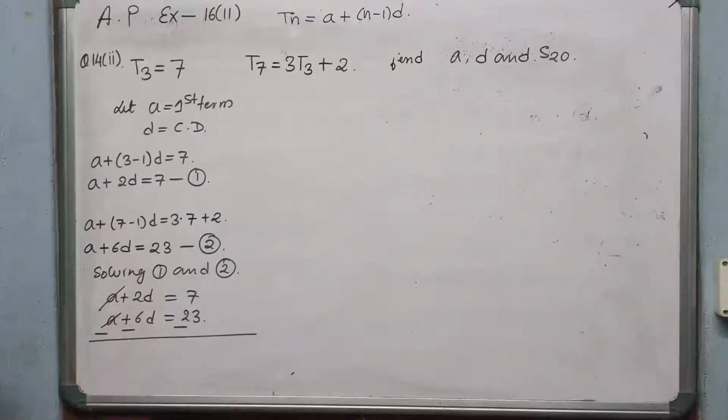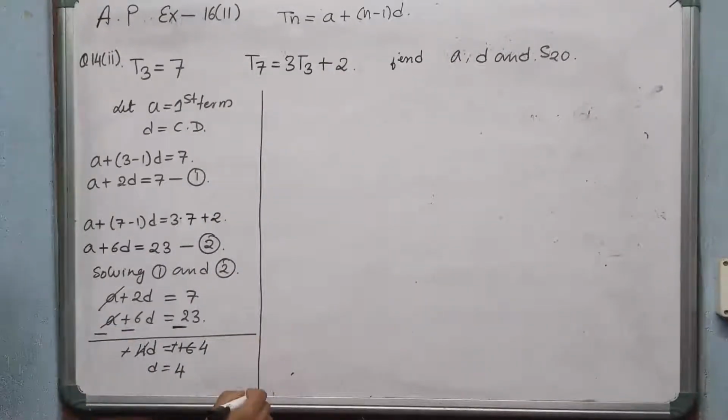Cancel a. 2d minus 6d is minus 4d, equal to 7 minus 23, which is minus 16. So minus 4d equals minus 16, and d is equal to 4. The common difference is 4.